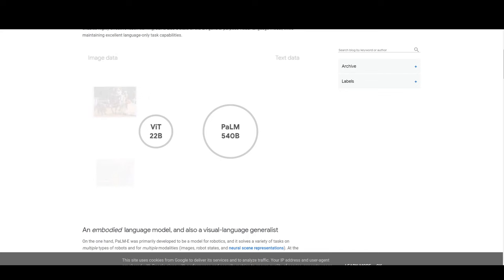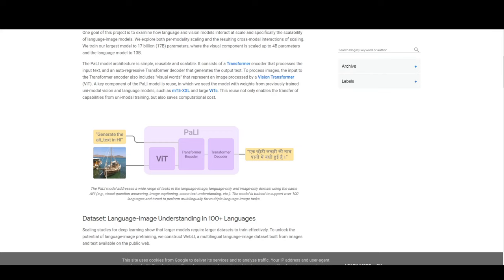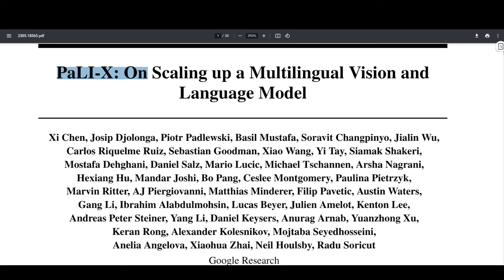PaLI, on the other hand, is a model that was developed to scale LLMs from one language to many languages. The model is trained to support over 100 languages and tuned to perform multilingually for multiple language image tasks, such as visual question answering, image captioning, and scene text understanding. The scaling up of PaLI was what led to PaLI-X, which is the second backbone model for RT2.